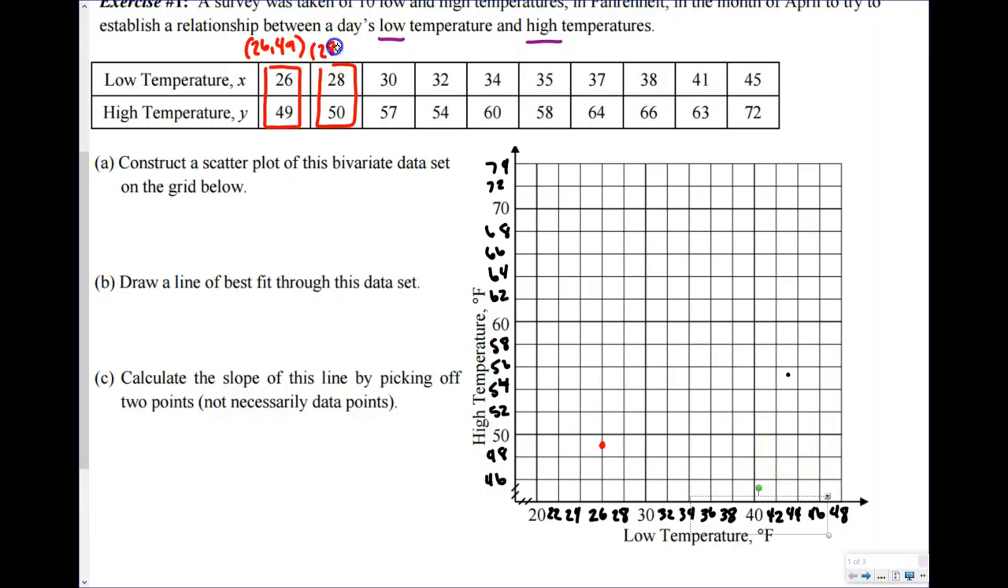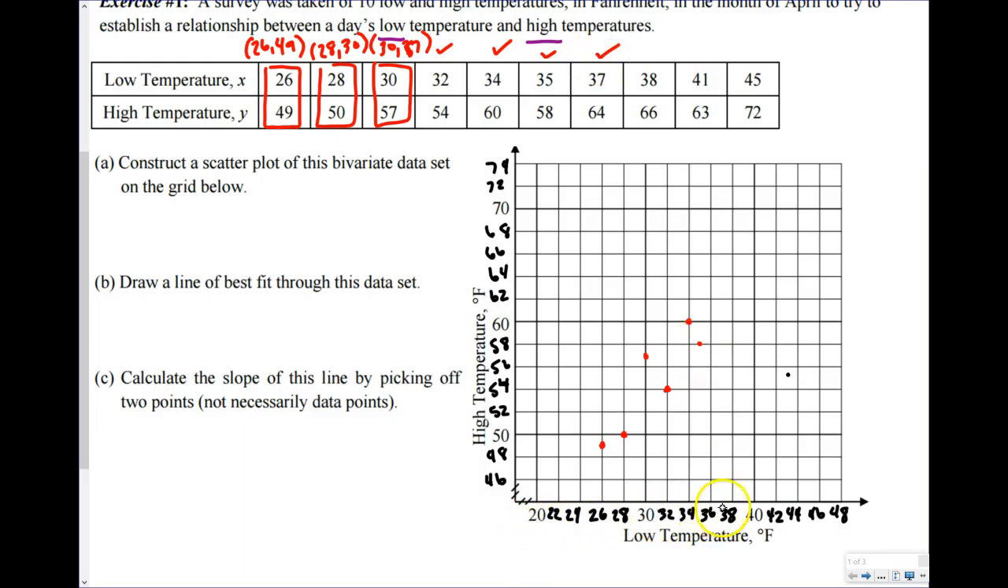This next one is 28, 30. So I'm going to plot 28, 50. Make another point here. And I'm going to keep going through these points until I plot each of them on my grid. 30, 57, it's right here. 32, 54, so I'm just going to check these off when I do them. So 32, 54 is right here. 34, 60, 34 and 60 is right here. 35, 58, so 35 is halfway between here. So 35 and 58, so right there.